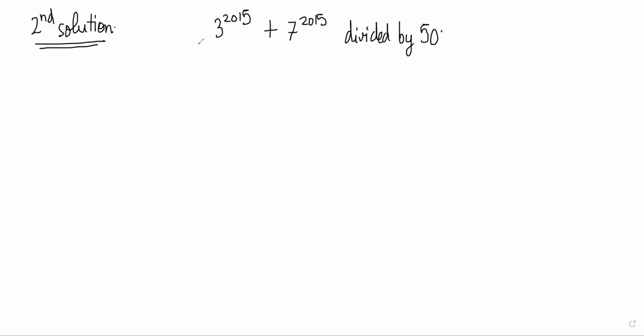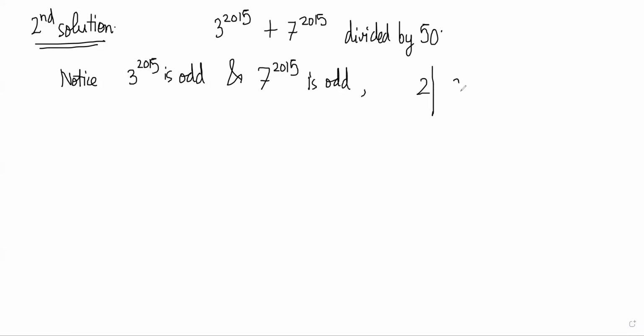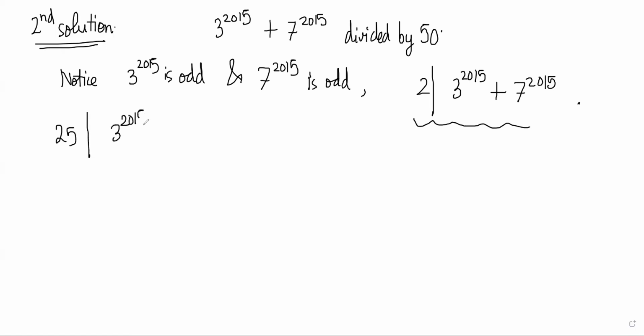Okay. Now notice first of all that 3 power 2015 is odd and 7 power 2015 is odd. So it is obvious that 2 divides 3 power 2015 plus 7 power 2015. So that is a true statement because it's the sum of two odd numbers. So 2 clearly divides it, right? Okay. So now we have to worry about whether 25 divides 3 power 2015 plus 7 power 2015. This is the question right now, correct?